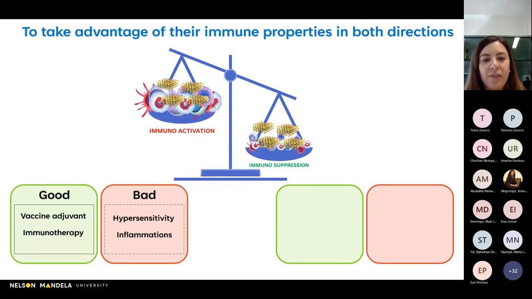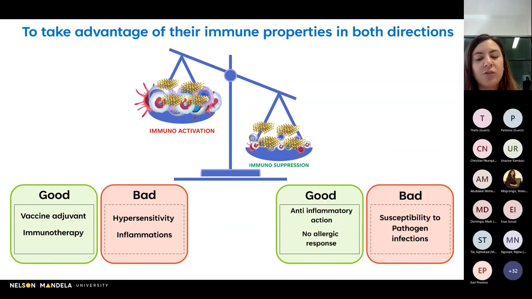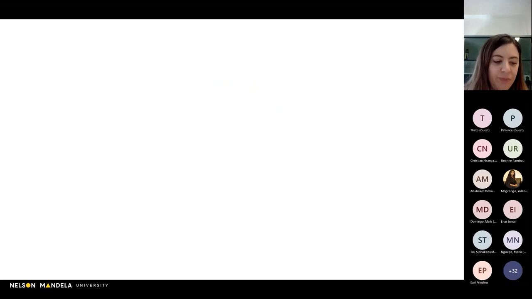So the immune activation, for example, immunotherapy or vaccine adjuvants, or to treat inflammation or hypersensitivity, and immune suppression, on the other hand, as an anti-inflammatory therapeutic drug, or to knock down allergic responses and other activities towards the immune system dysregulations.